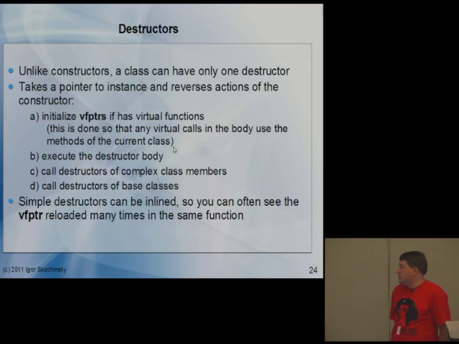So the first thing it does is initialize the virtual table pointer, because if you have any virtual calls inside the destructor body, they have to be the calls of the actual class that we are destructing, not of a derived class. So that's what it does, the first thing. Then it executes the body of the destructor between the curly braces. And then it destructs the complex members and the base classes. And because simple destruction is the same as with constructors, simple functions are usually inlined. So if you have simple destructors of base classes, they will be inlined, and you can have the virtual table pointer reloaded several times.